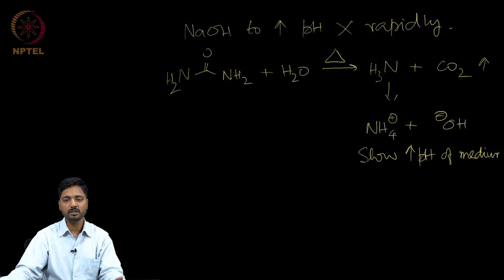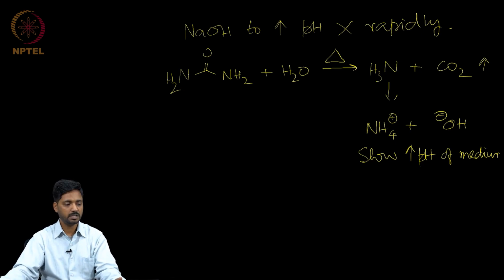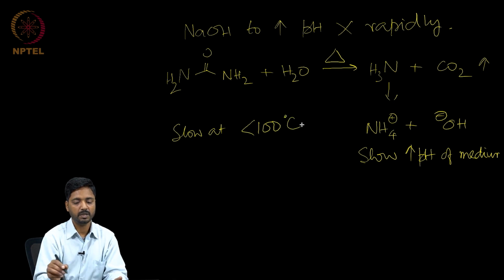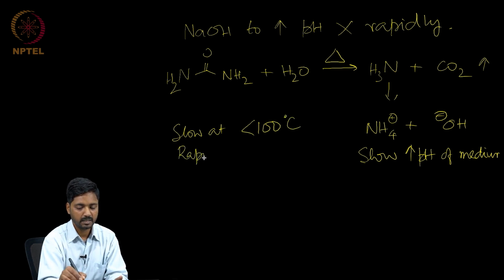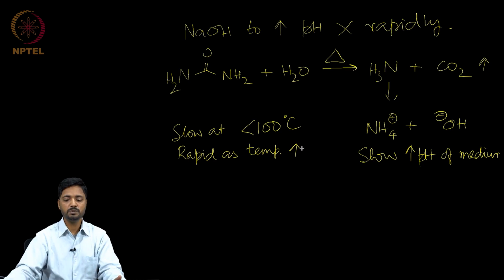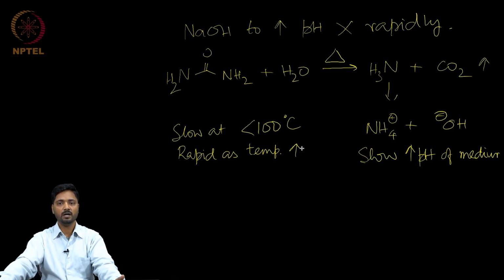So, this reaction occurs quite sluggishly at temperatures less than 100 degrees Celsius, but becomes rapid as temperature increases. So, we can use temperature as our convenient tool to control the rate at which the hydroxide ions are being generated in the medium.